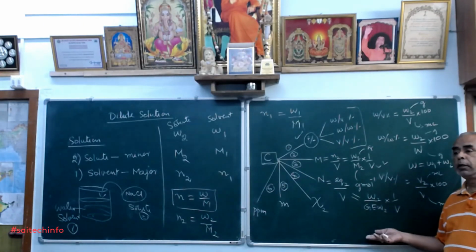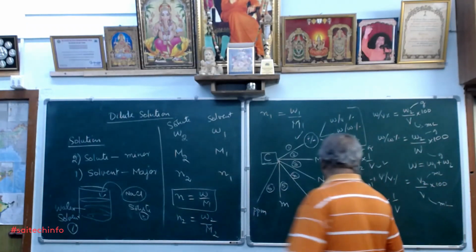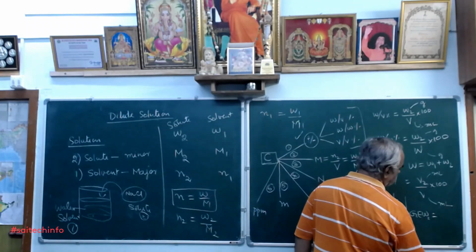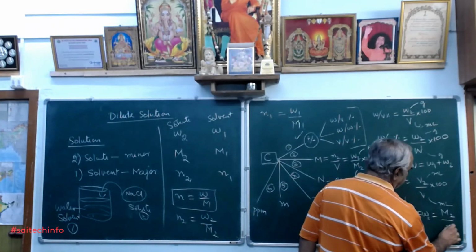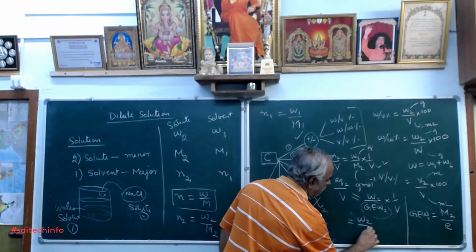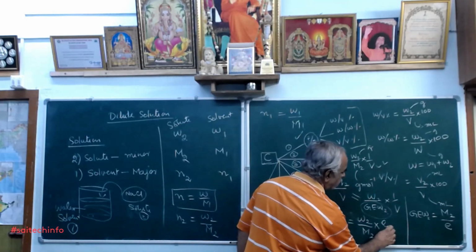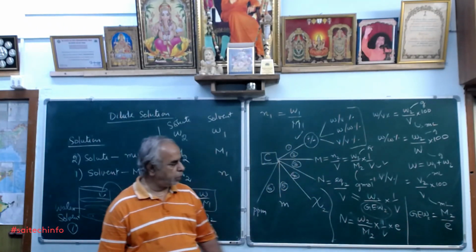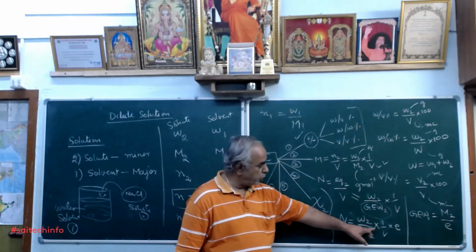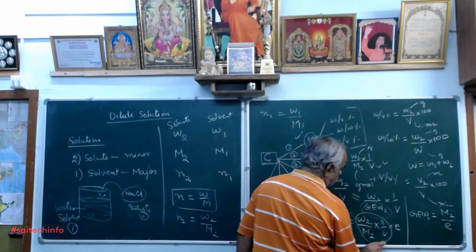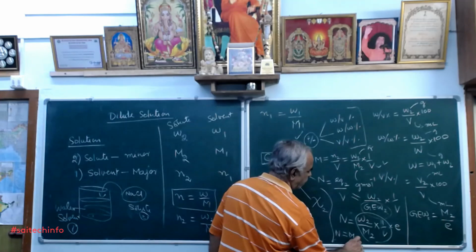But what is gram equivalent weight? That is the molecular weight divided by valency factor. Gram equivalent weight of the solute is equal to molar mass of the solute divided by valency factor. So you can replace this by M2 by E. Therefore it becomes W2 by M2 divided by E, that is reciprocated here. So N is equal to W2 by M2 into 1 by V into E. We know already W2 by M2 into 1 by V is nothing but molarity, M. So we can replace this also. Now N is equal to M E.